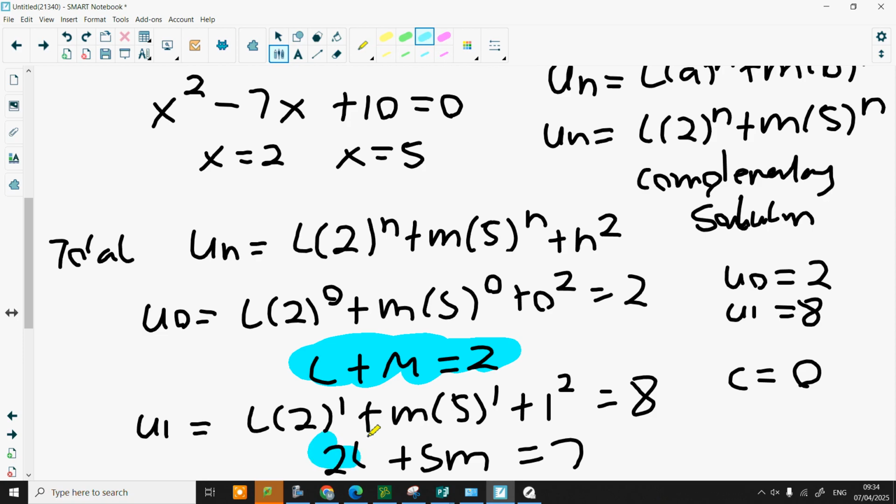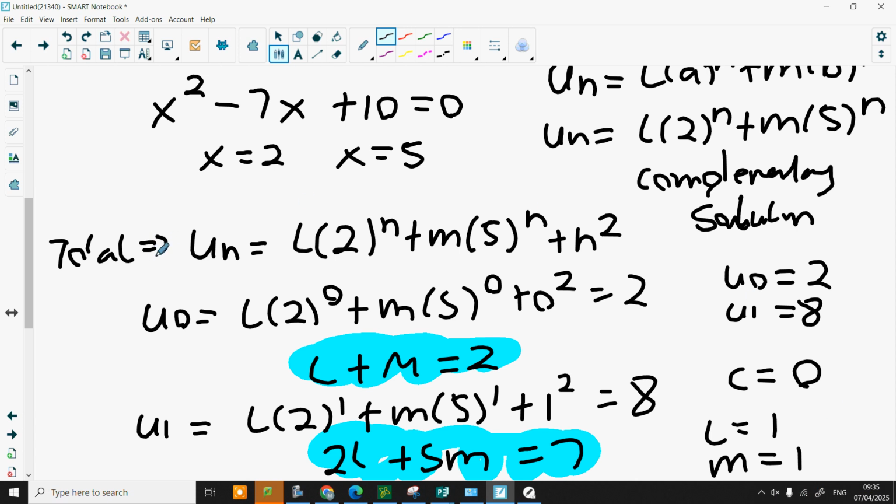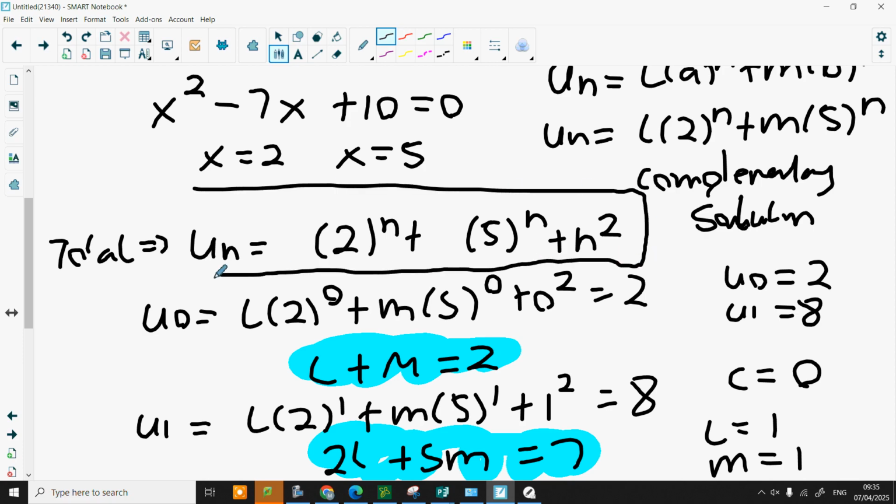Second part of your simultaneous equation. Solve the simultaneous equation in the usual manner, and you get an L value of 1 and an M value of 1. Take that back to your total solution and just sub it in. And lo and behold, here's your full answer. Okay?